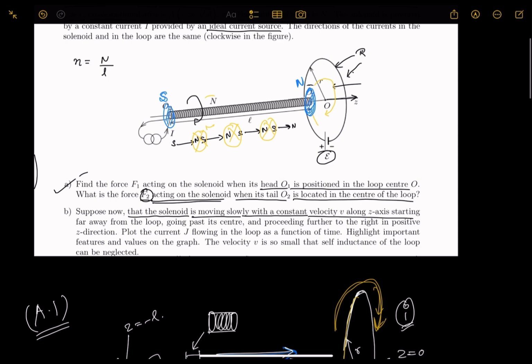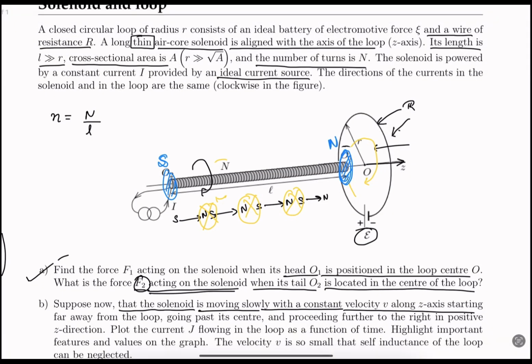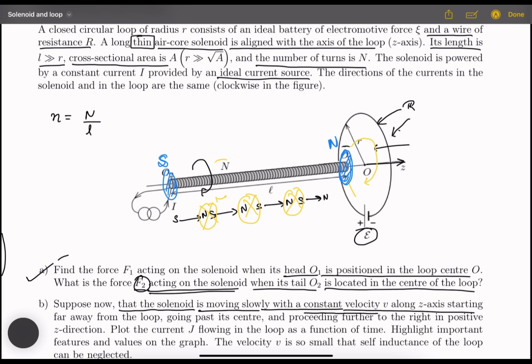What does part B say? The solenoid is moving slowly with the constant velocity v. And now we've just calculated that the loop and the solenoid are either going to be attracting or repelling each other. So constant velocity v will require an external force, an external agency, ensuring that the velocity for the solenoid is constant. Along the z-axis, starting far away from the loop. O1 starts very, very far away from the loop, and O2 is just, again, very, very far. It goes past its center and proceeds further to the right in the positive z direction.